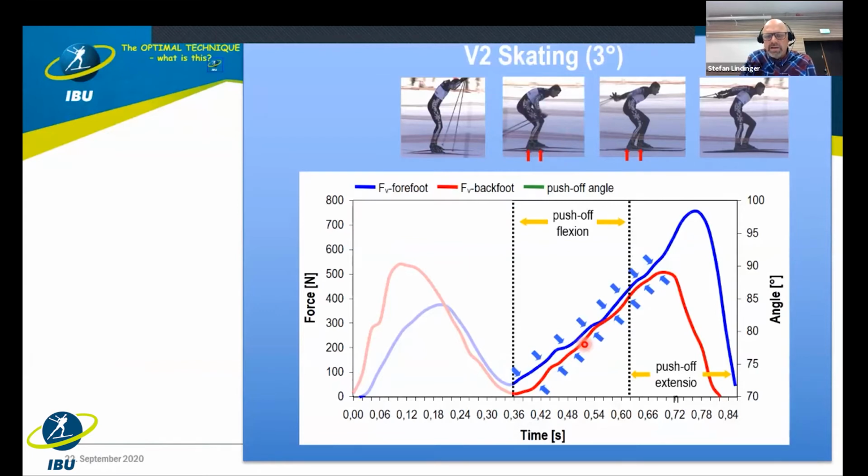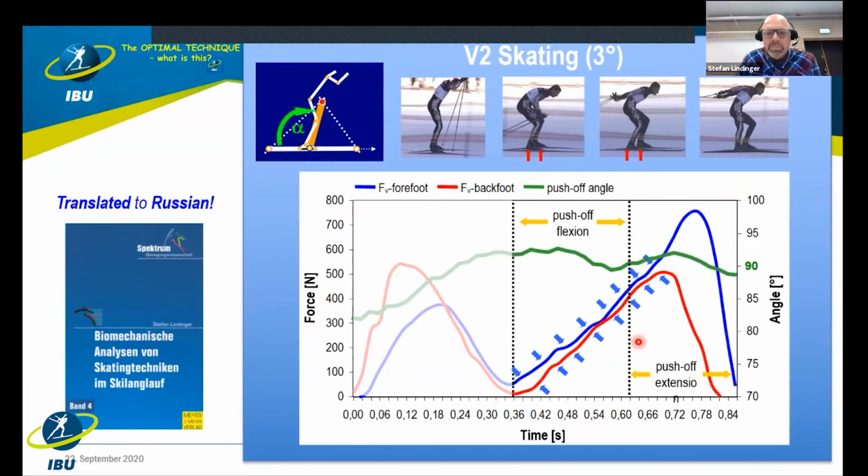And that's a typical pattern in top skaters. In not so good skaters, we have the forefoot force far higher than the back foot force in this period here, from this to that position and in the first part of the pushing. So that's a typical pattern, so to say, an optimal pattern.